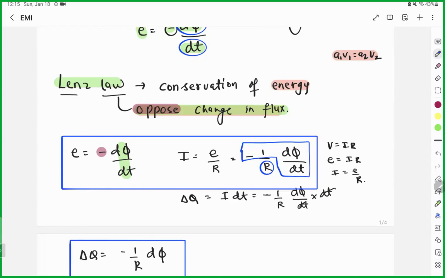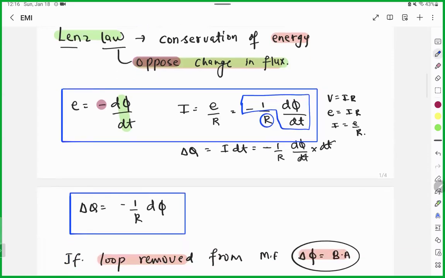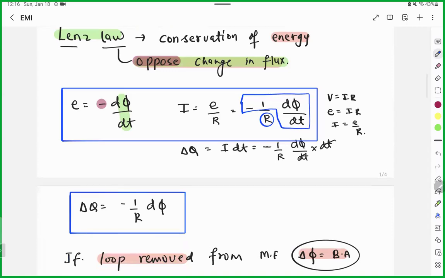Any doubt, guys? No, sir. And you know I is equal to dq by dt. So dq will be I into dt. You already know the I value and it will be multiplied with dt.